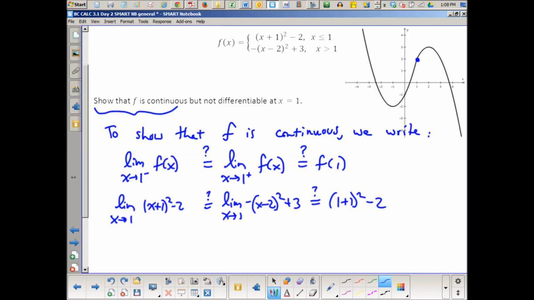All of these can be solved by direct substitution, and you get 2 equals 2 equals 2. Nice little three-part proof there. So we know it's continuous, and the graph looks connected, but you can't use your eyes to verify it. There might be a tiny little gap we can't see. We just showed that that gap is closed. So we're good on continuity. Now let's show that it is not differentiable.